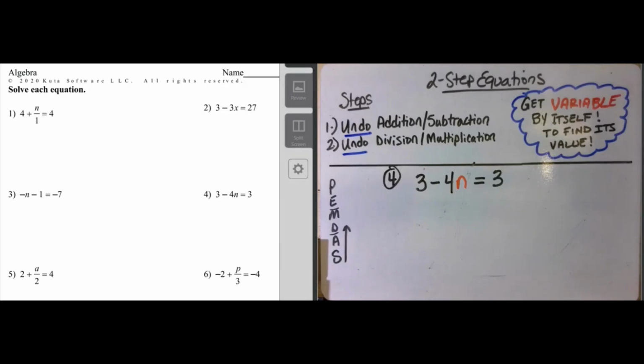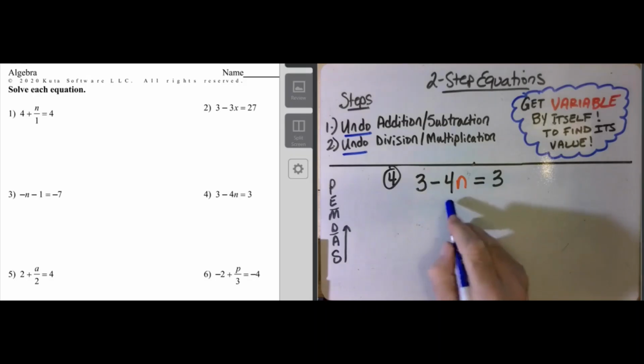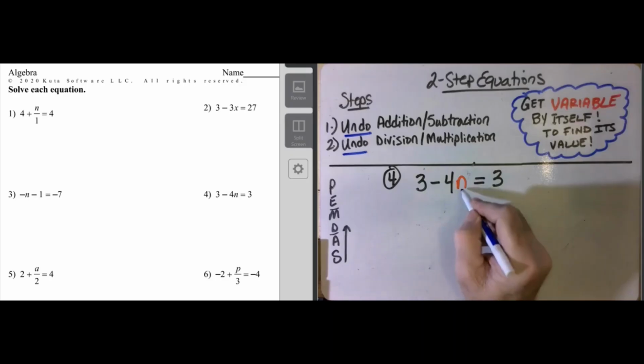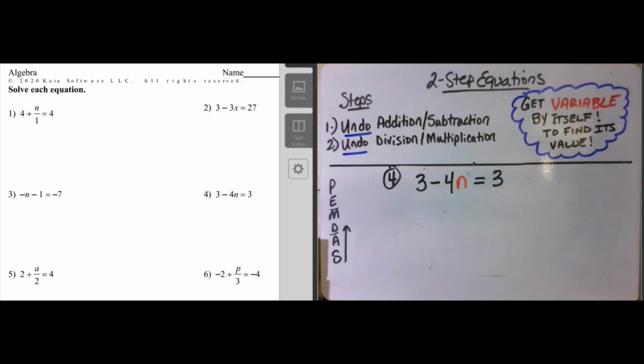Let's identify the variable term. Variable term in this one is negative 4n. n is the variable. The term is negative 4n. So let's think about that. Okay, so here it is.